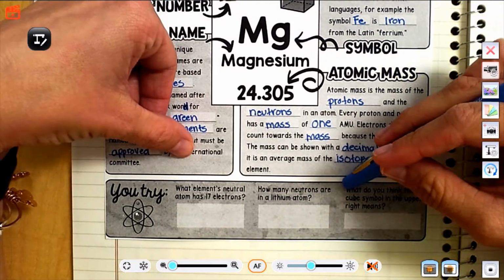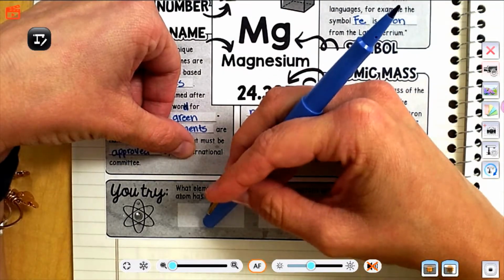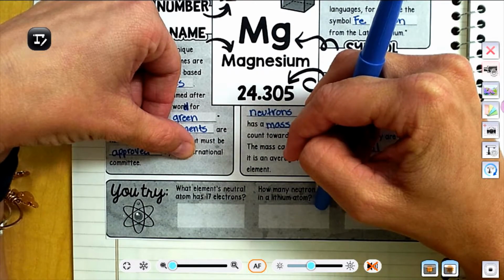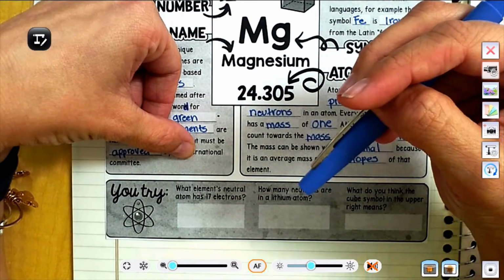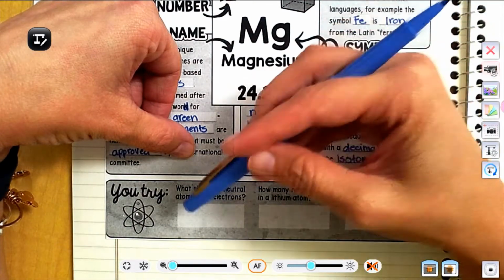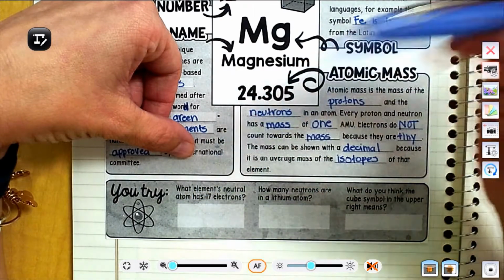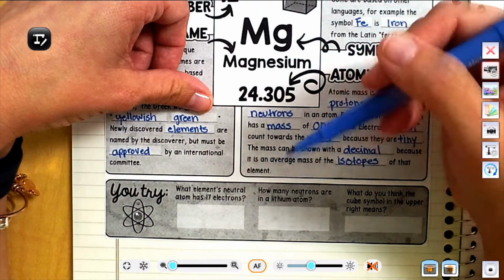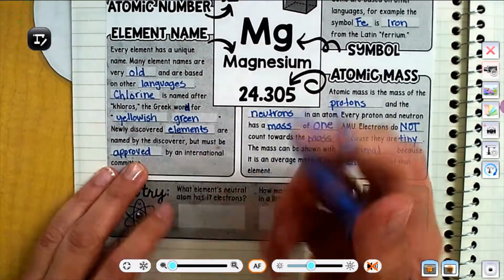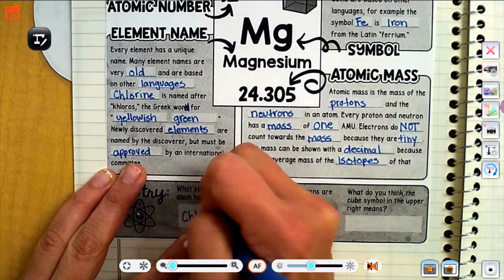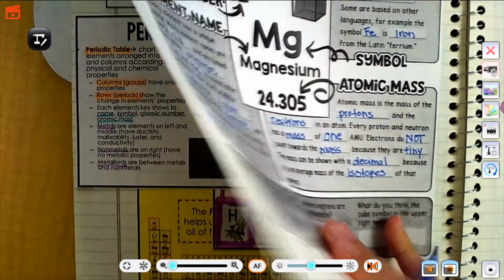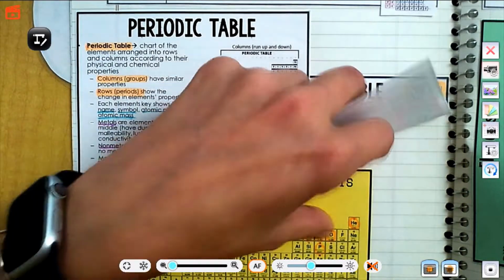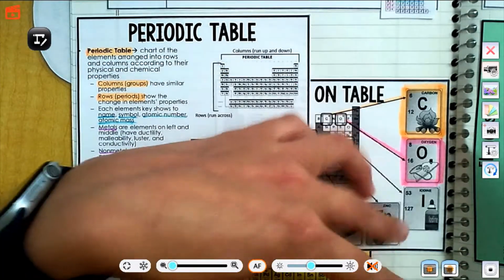Okay, let's see. You try. I will do the first part with you, and then you are going to do the second two, maybe by yourself. Okay. Well, let's look together. So what element's neutral atom has 17 electrons? It is, back up here, chlorine. If you look at our periodic table on our page before this, we can go and look for number 17. And we find it right there. We see that it's Cl, chlorine.